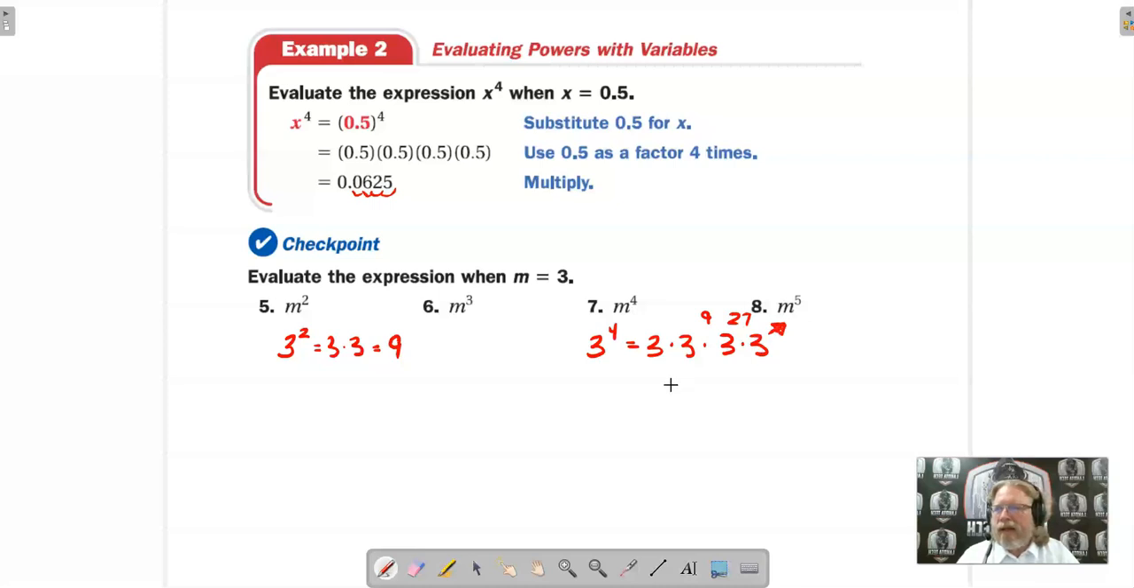But another way I could do it is I could know, oh, 3 times 3 is 9, and these two 3s multiplied times each other are 9. Bring down that multiplication sign. Oh, hey, I know what 9 times 9 is. 9 times 9 is 81. So 3 to the 4th would equal 81.